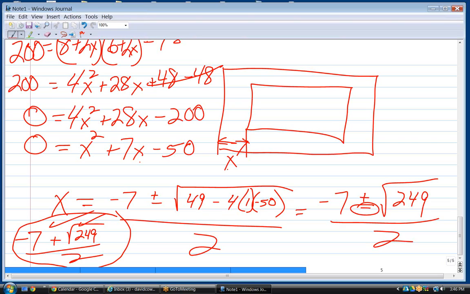The square root of that is 15 and change. So it would be 8 over 4, 2, 4. This looks to be about 4 and change. 4 plus. It is 4.38. Okay.